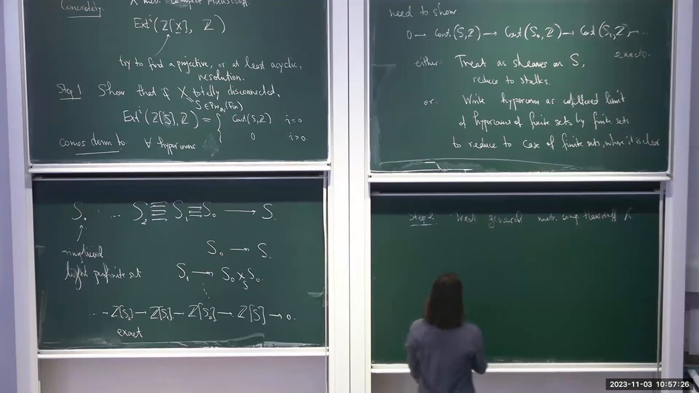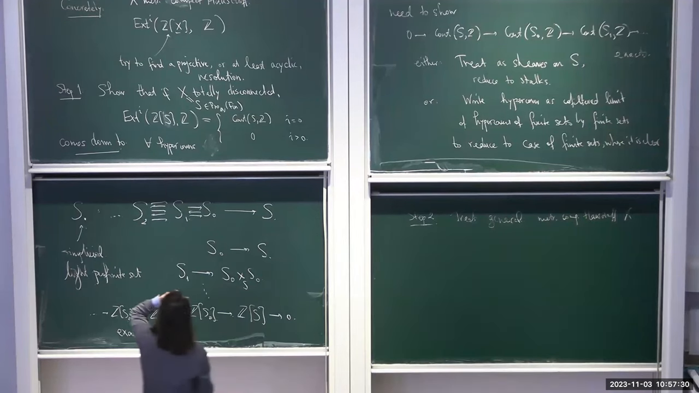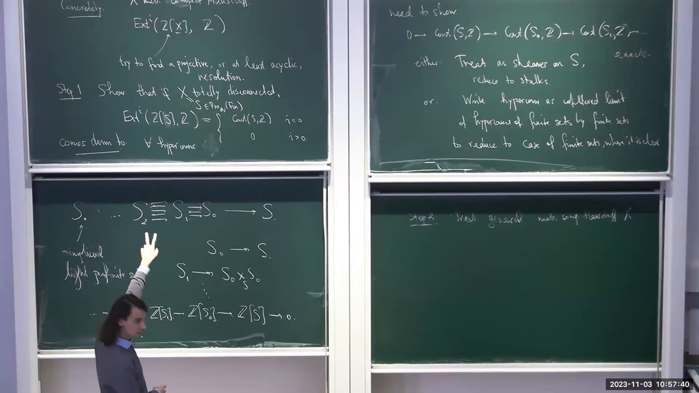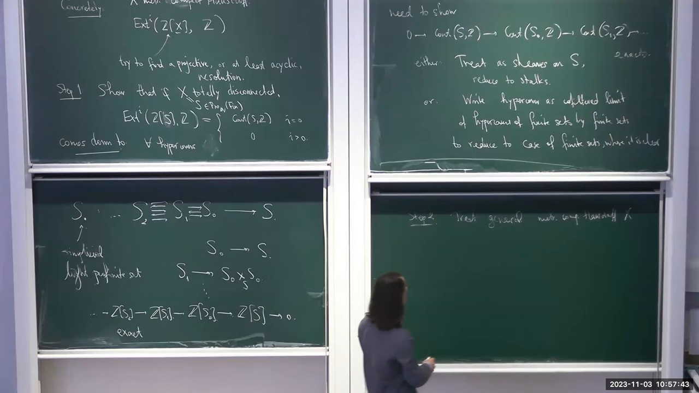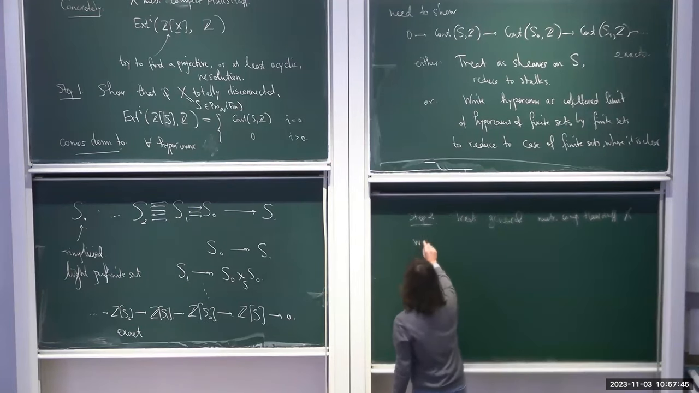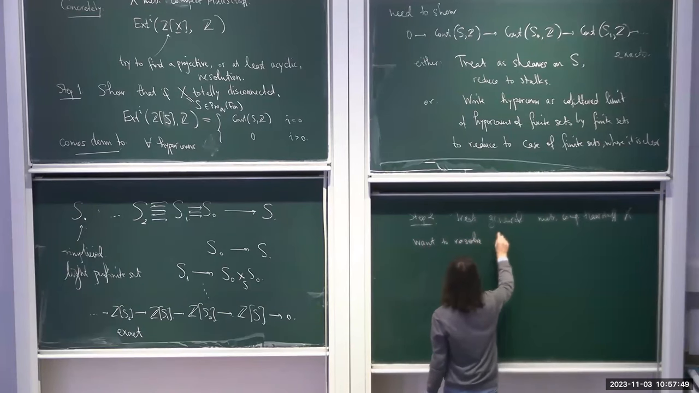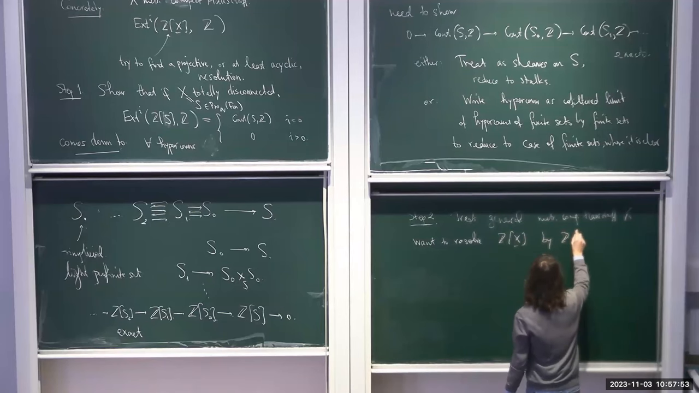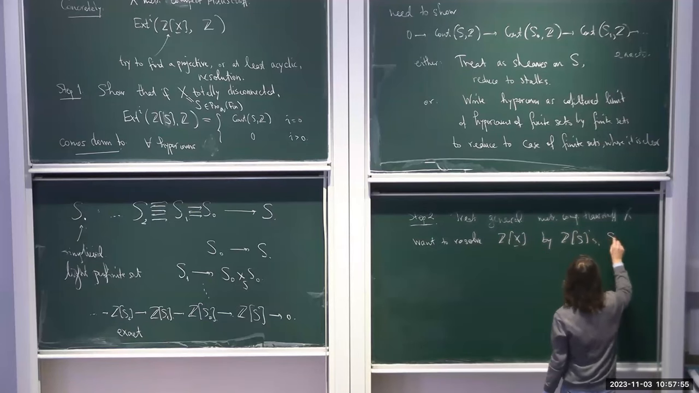So we would again like to find such an acyclic resolution. And now we actually found a lot of acyclics, because now we know that for all totally disconnected guys, at least it is acyclic, right? So now it's enough to find not a projective resolution, but one by such Z[S] where S is any profinite set. So one wants to resolve Z[X] by Z[S] where S is a profinite set.